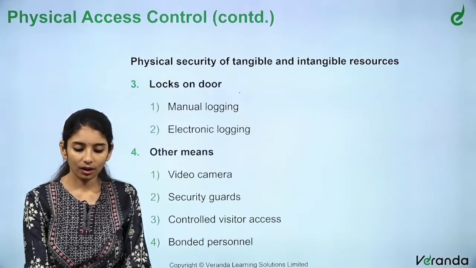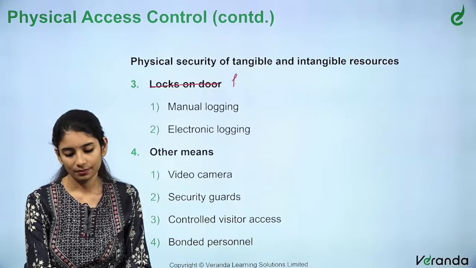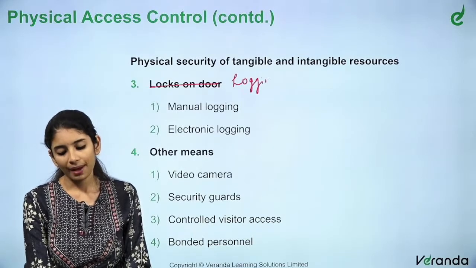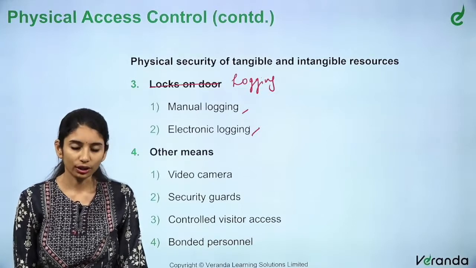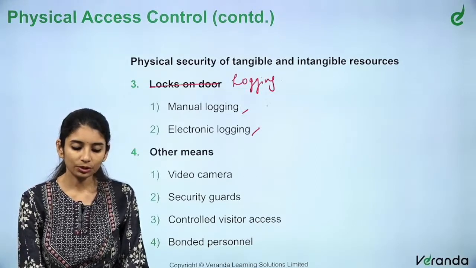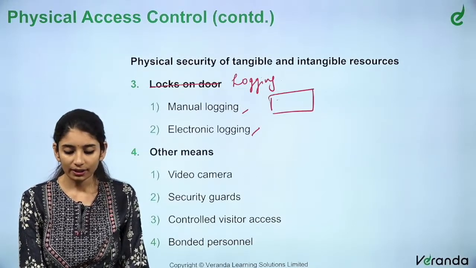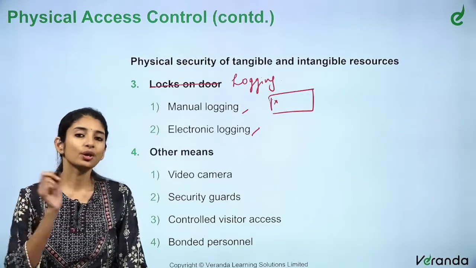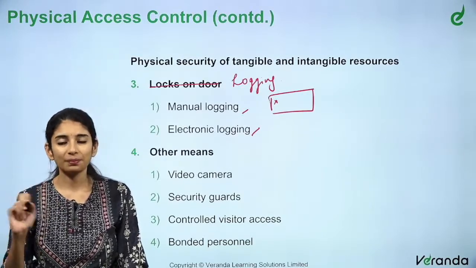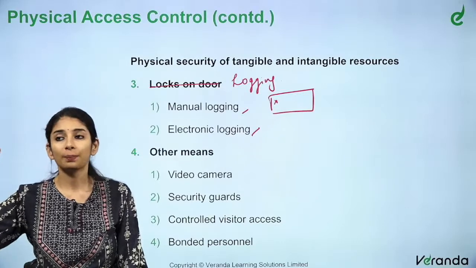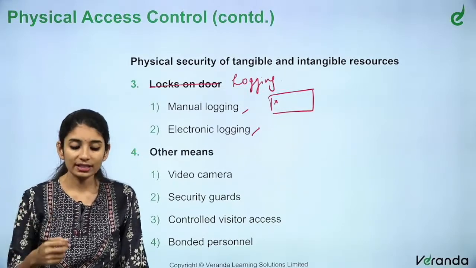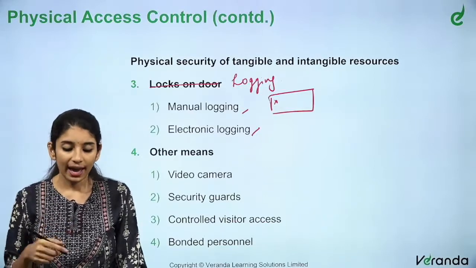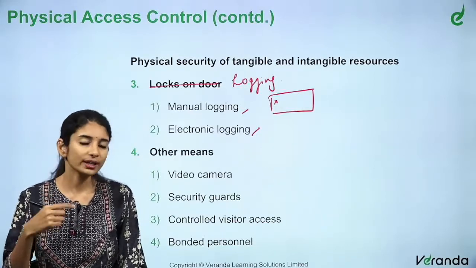Then we have logging. Manual logging and electronic logging. Clear? Which means near the security, there will be a register. In that register, you have to enter your name, your time in, your phone number, the purpose of your visit, who you want to visit, your signature, all that is known as manual logging. Electronic logging could be the same on an electronic screen.